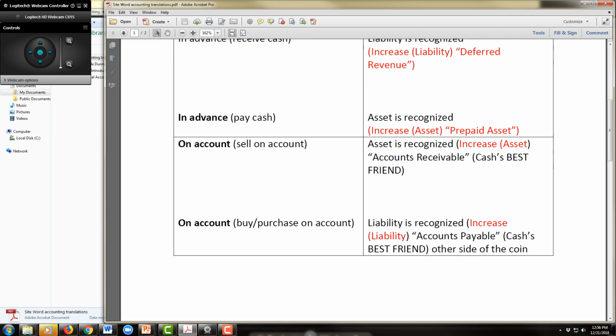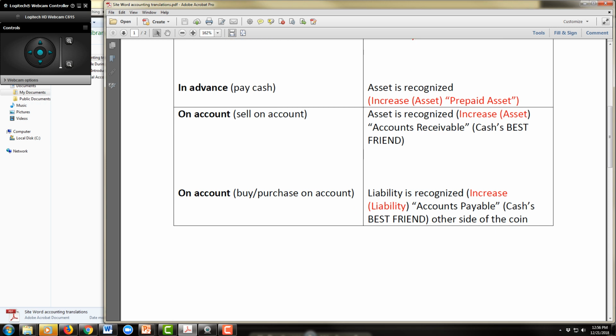The other sight words that we've been talking about, you've seen in a few of my videos, is called on account. We can either sell on account or we could buy or purchase on account. Selling on account means that we need to recognize an asset. So we're going to increase generally what I call cash's best friend, which is a debit to an asset account, accounts receivable. If we buy or purchase on account, we recognize a liability, and cash's best friend on the other side of the coin, a liability, is called accounts payable.